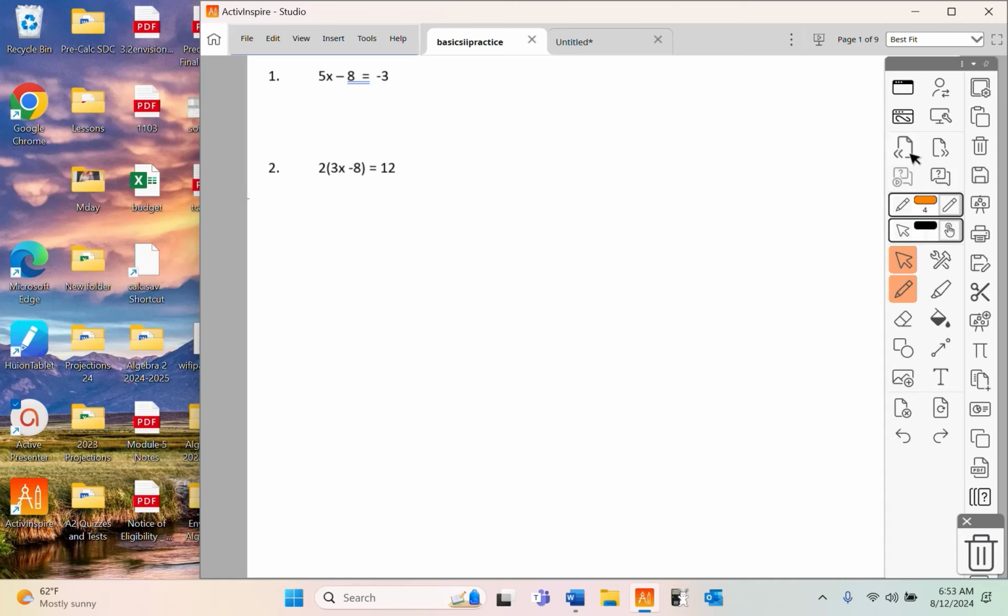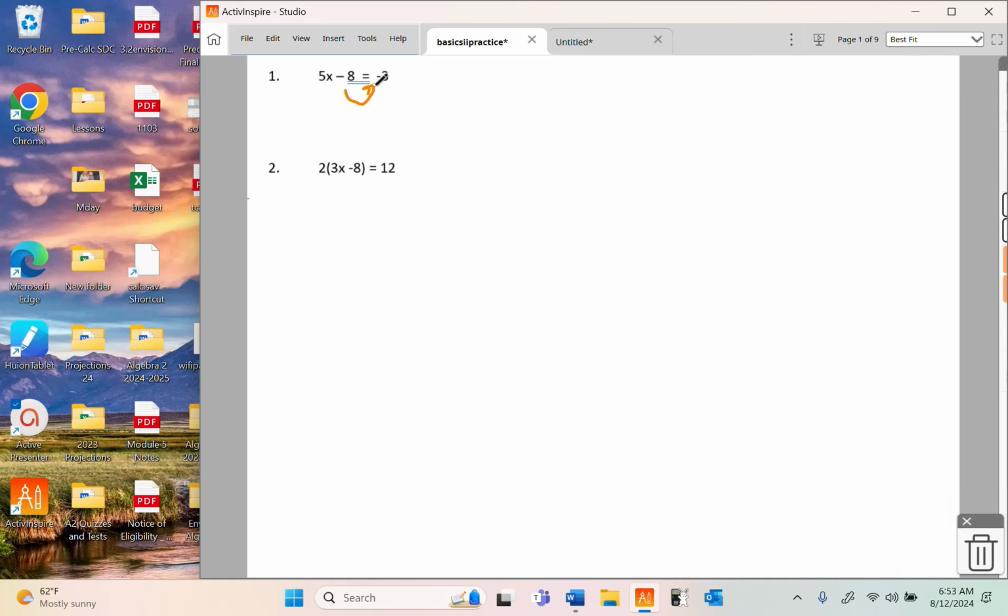Basics two is a lot like the first basics. They slowly evolve. That's what they do. Here we're just going to add 8 to both sides. If you take a -3 and you add 8, I believe you get 5. And we divide by 5, and now we get an x value of 1.